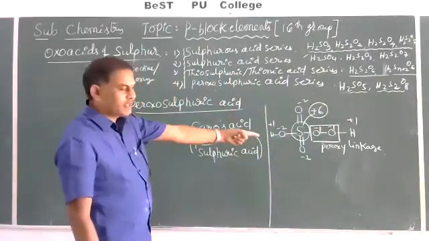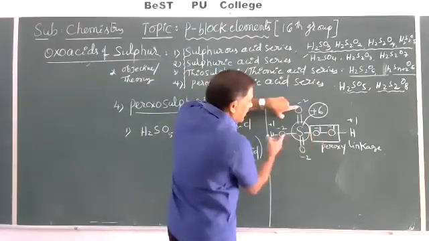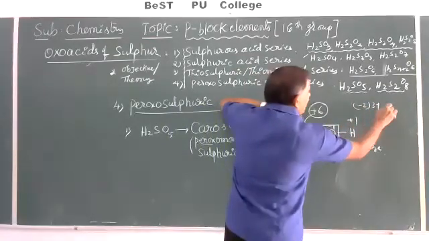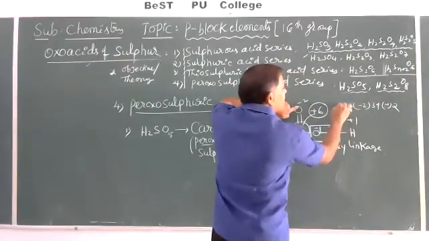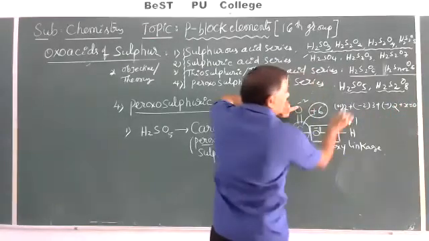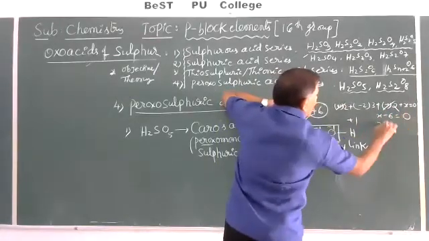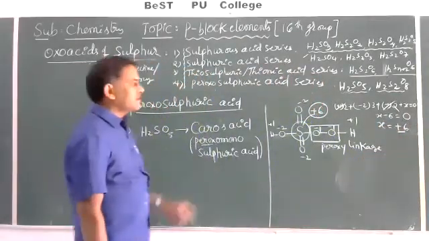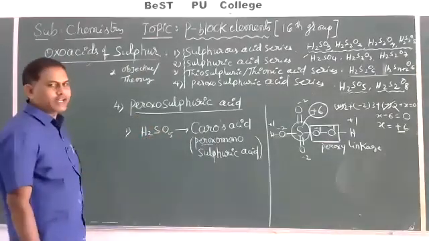While calculating oxidation state, don't take minus 2 for all these oxygen atoms. 3 oxygen atoms minus 2, plus here minus 1 for 2 oxygen atoms, and hydrogen atoms plus 1 into 2, and only one sulfur is there, equals 0. Plus 2 minus 2 get cancelled. x minus 6 is equal to 0. x equals plus 6 oxidation state. That is in Caro's acid, that is peroxomonosulfuric acid.